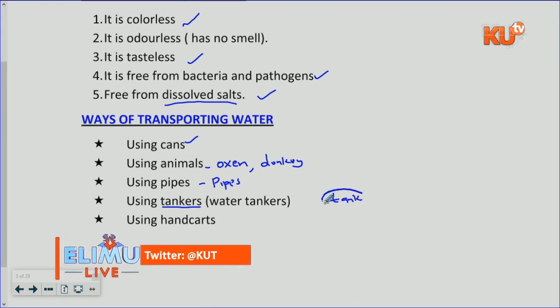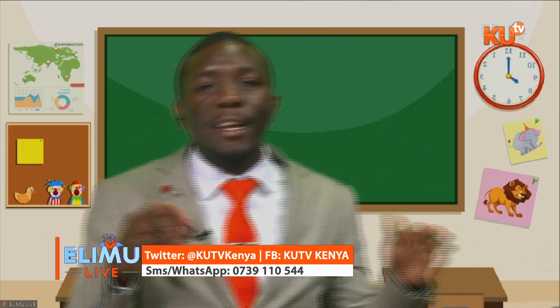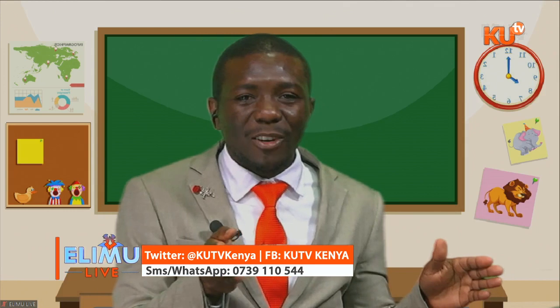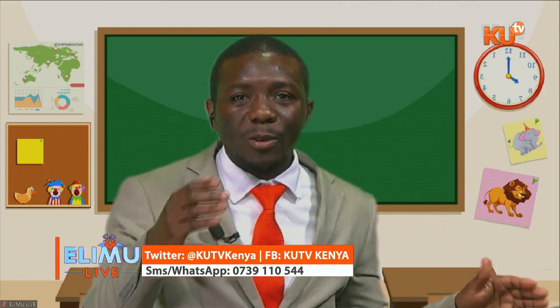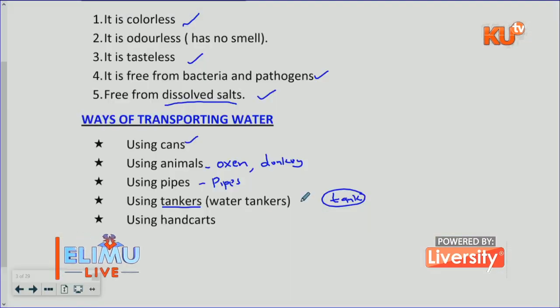A tank mostly is found when it is a way of harvesting water. When we harvest water, we store it in a tank. This one can be a Skyplast, or it can even be cement. It can be cemented somewhere, and then you store water there. So you'll find that a water tanker is different from a tank.